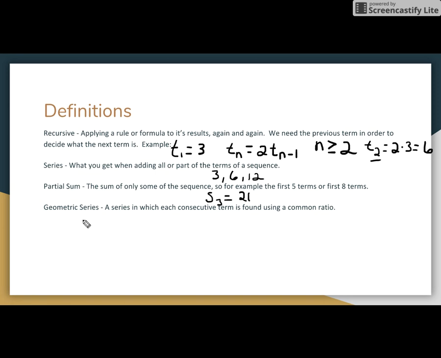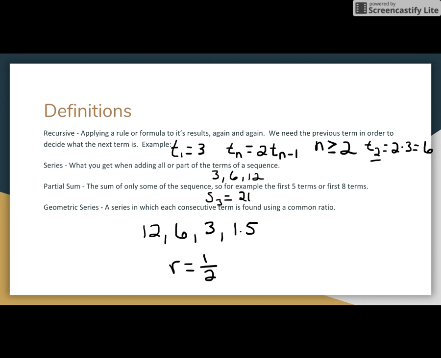And finally, a geometric series is a series in which each consecutive term is found using a common ratio. In this example, the common ratio between each term is 2. If, for example, the sequence went the other way, say 12, 6, 3, 1.5, then the ratio would equal 1/2, since every time we go down, we multiply by 1/2. 12 times 1/2 is 6, times 1/2 is 3, times 1/2 is 1.5.